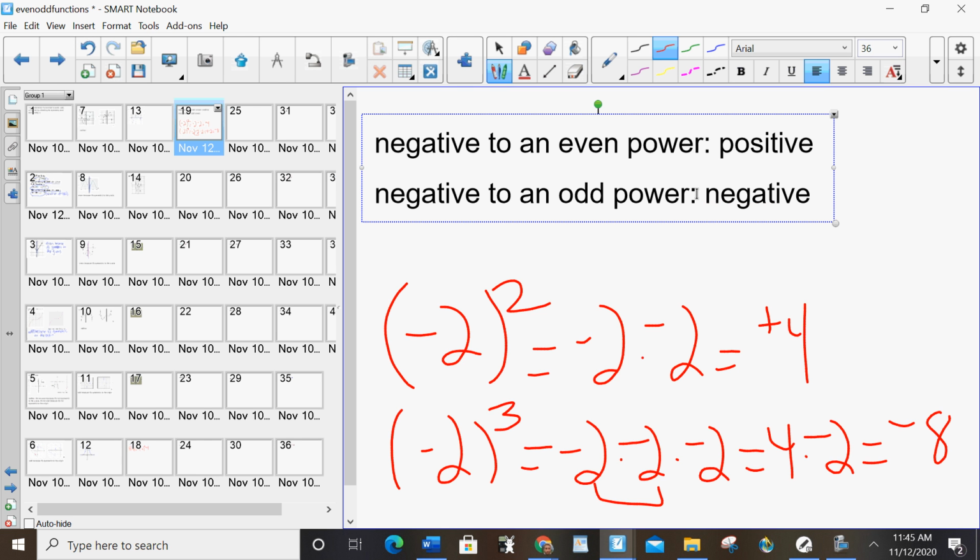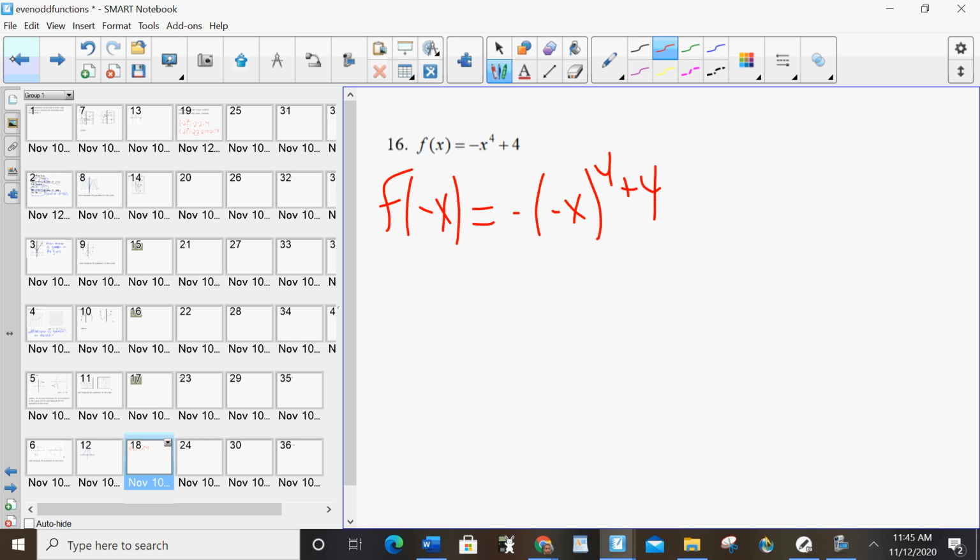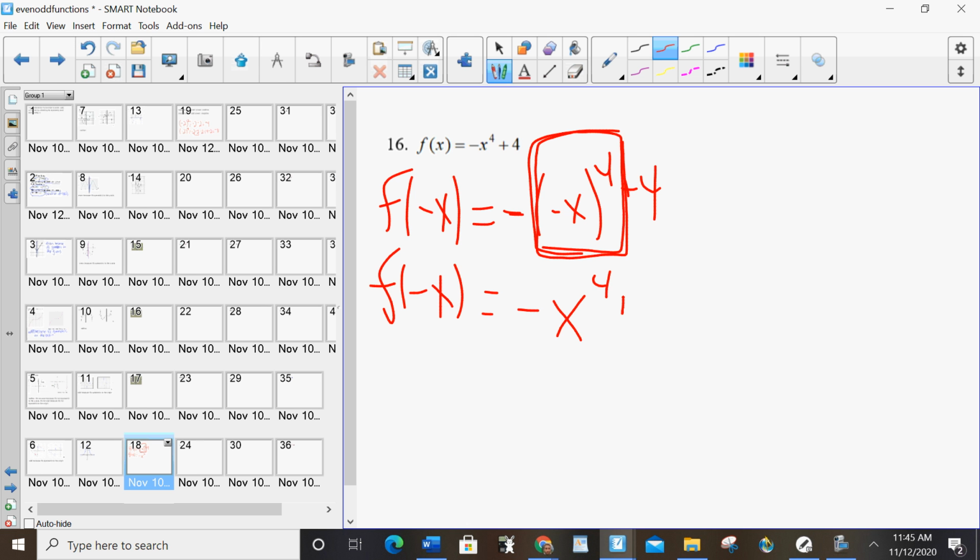So that's very important for this right here. Negative to an even power is always positive. Negative to an odd power is always negative. So I start by substituting negative x in for x. Negative to an even power is positive, so this whole thing becomes positive x to the fourth. The negative out front stays, and I end up with this.